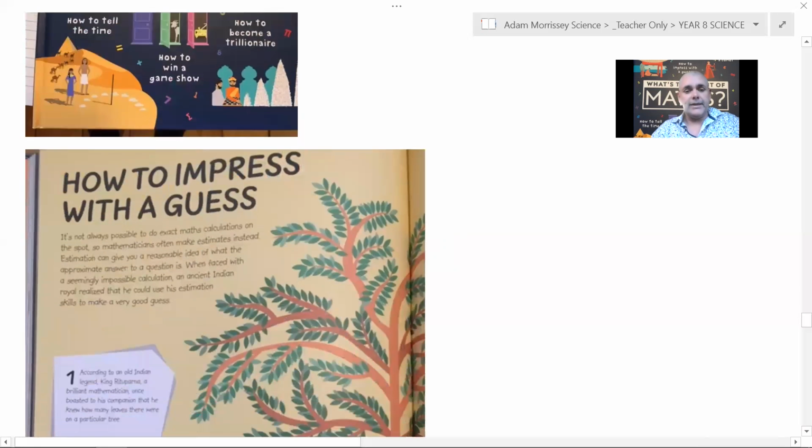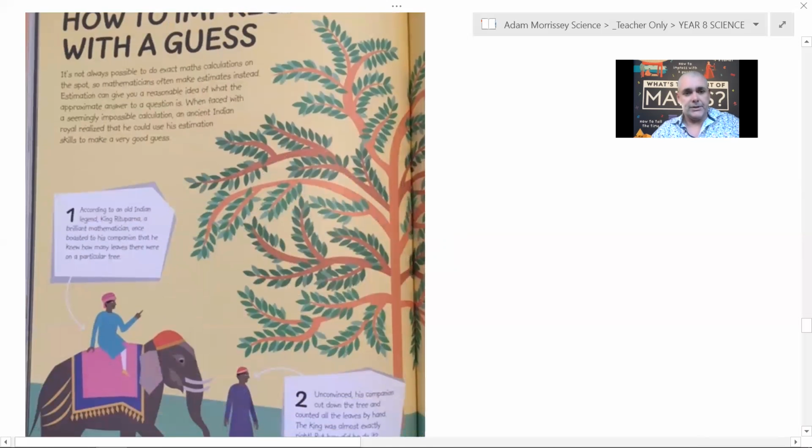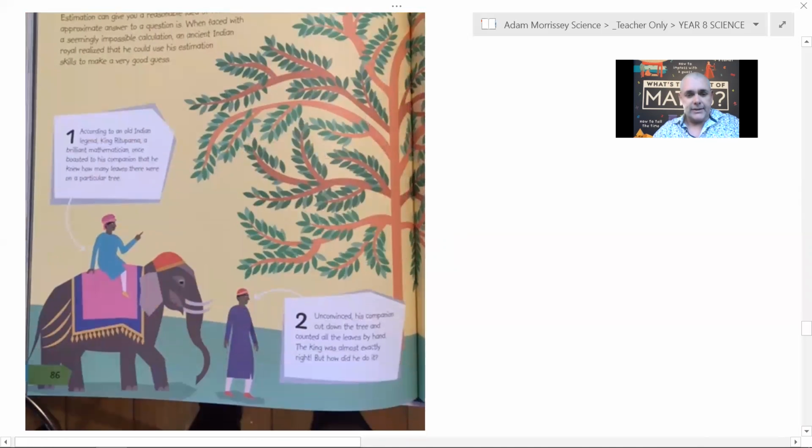The story here is about an Indian prince who, riding his elephant, points out to his servant that there's a certain number of leaves on this tree, and the servant or his companion doesn't believe him and then goes back and chops a tree down and counts all the leaves by hand, only to discover that the king has estimated the number of leaves on the tree quite accurately.